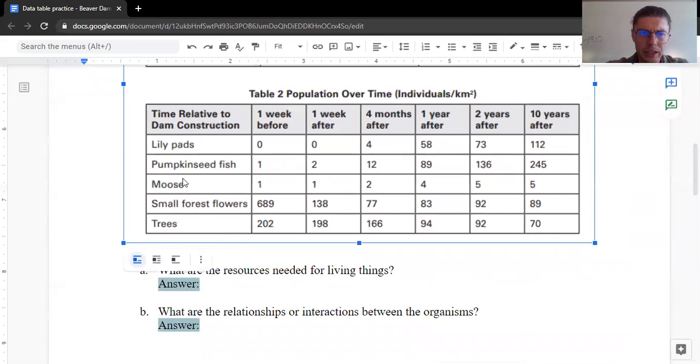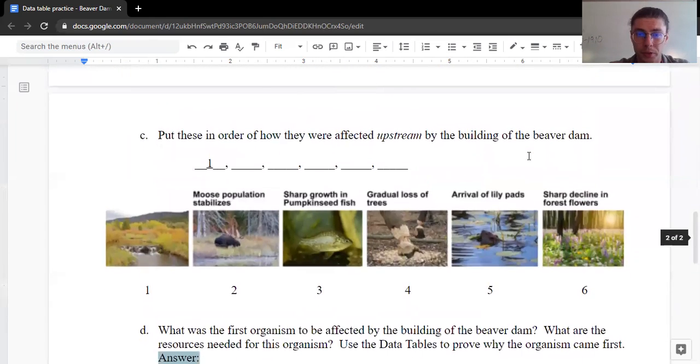Looking at pumpkin seed fish, we can see we have 1, 2, 12, and then suddenly 1 year out, we go from 12 to almost 90. To me, this is a big jump. So the pumpkin seed fish, between 4 months and 1 year out, has a dramatic change. That will definitely take place sooner than the moose population stabilizing. Notice what we're doing is we're trying to determine big changes or noticeable changes in these organisms by using the numbers in the chart. Then all we have to do is put these changes in order. This is the process we're going to repeat to organize the organisms here.